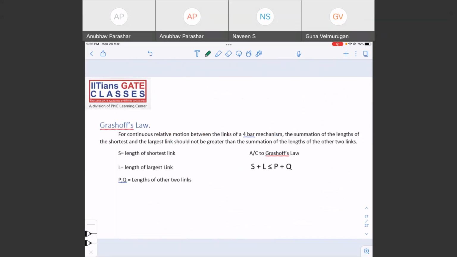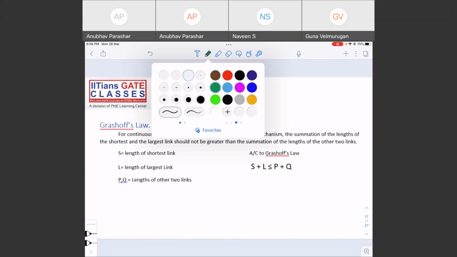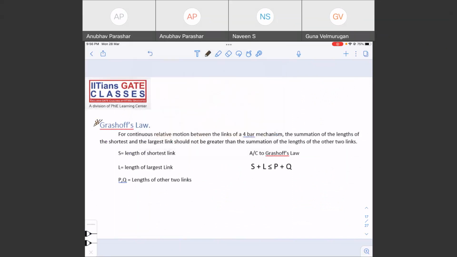Okay. Now there is a very important law that is known as Grashof's law. For continuous relative motion between the links of a 4-bar mechanism, the summation of the length of the shortest and largest link should not be greater than the summation of the lengths of the other two links.